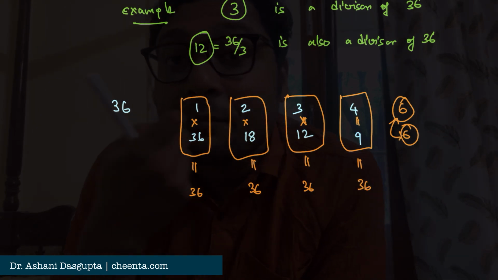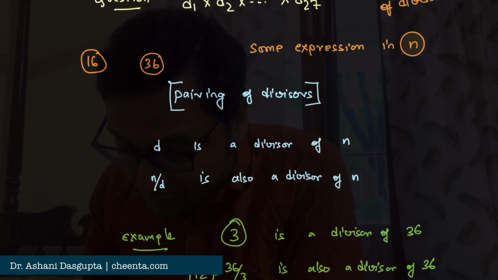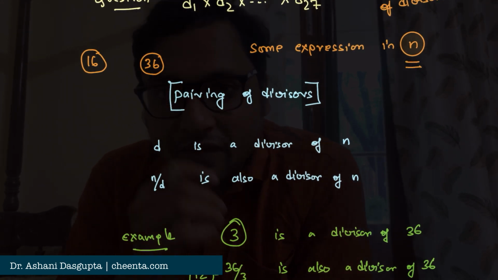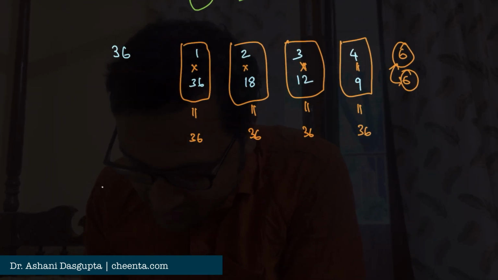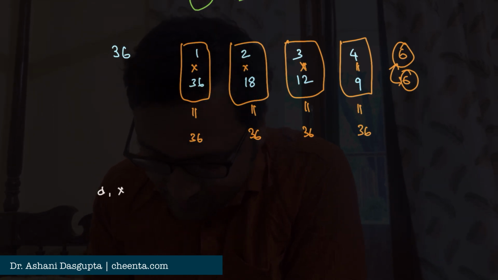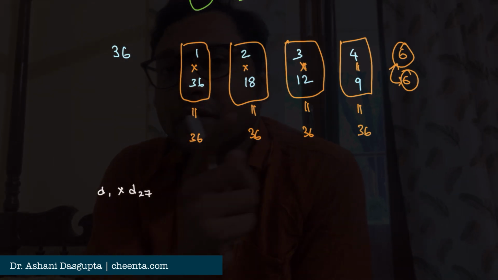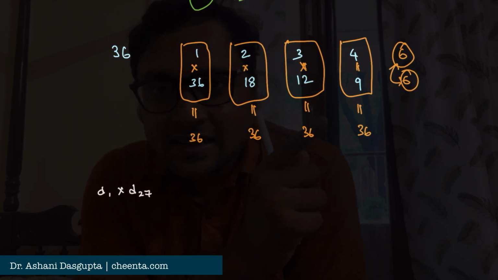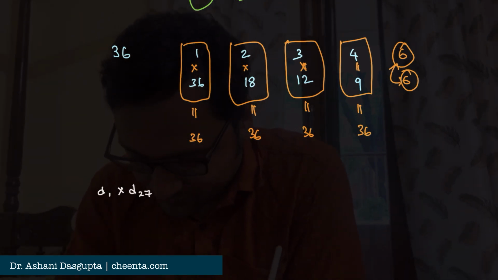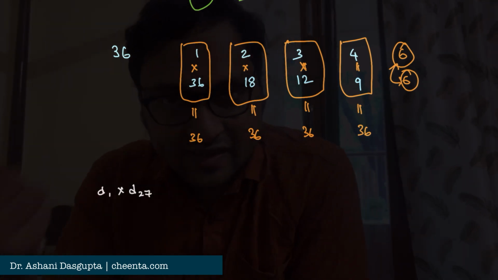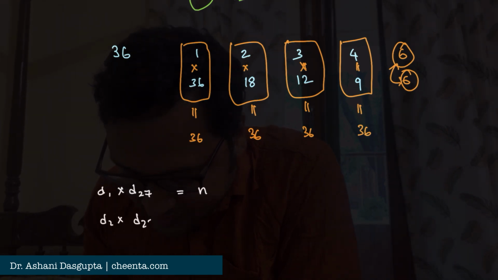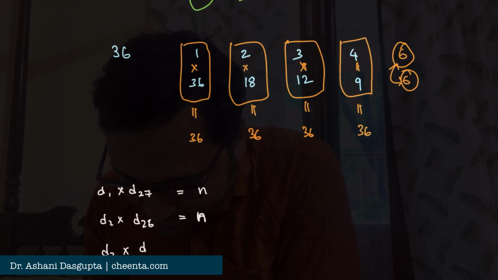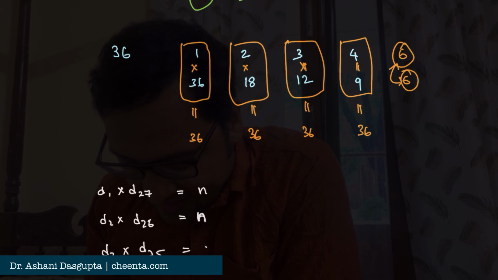So the same thing applies to our number n. The divisors of n will also come in pairs. So d1 times d27, I'm assuming that the divisors are written in increasing order. That means d1 is 1 and d27 is n. So d1 times d27 is n. d2 times d26 is also n. d3 times d25 is n, and so on.